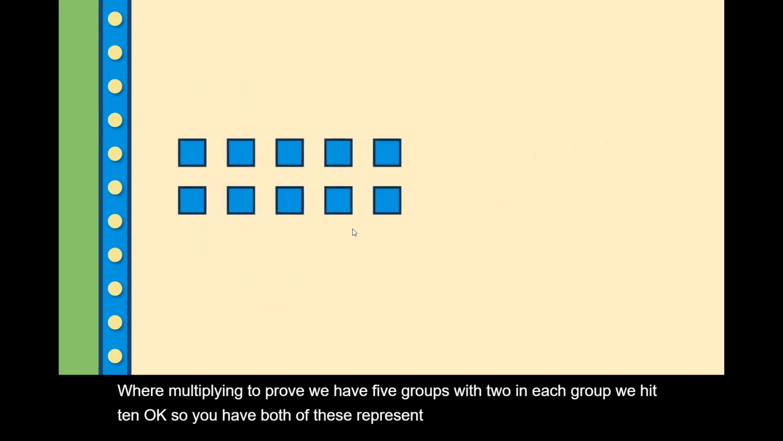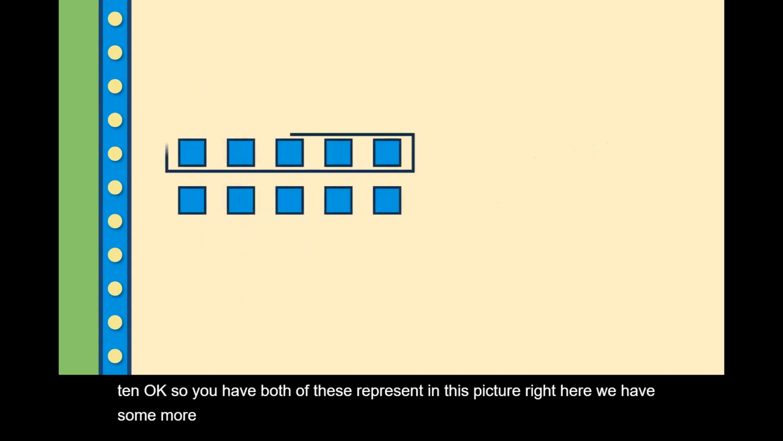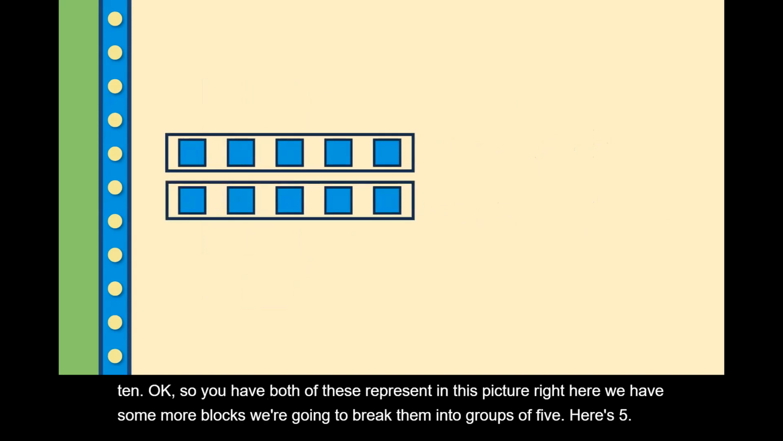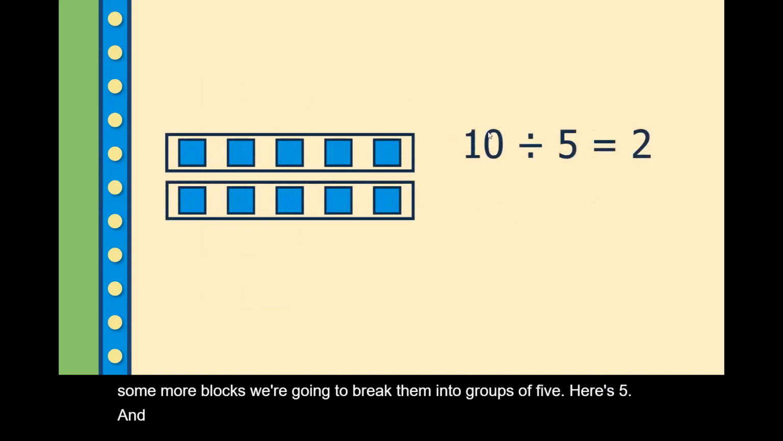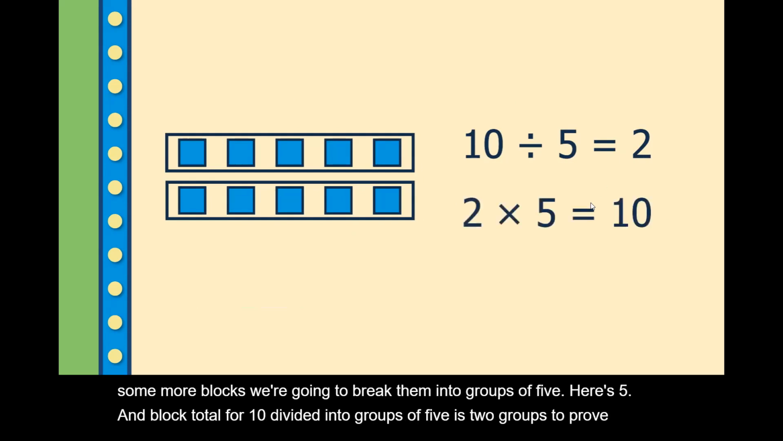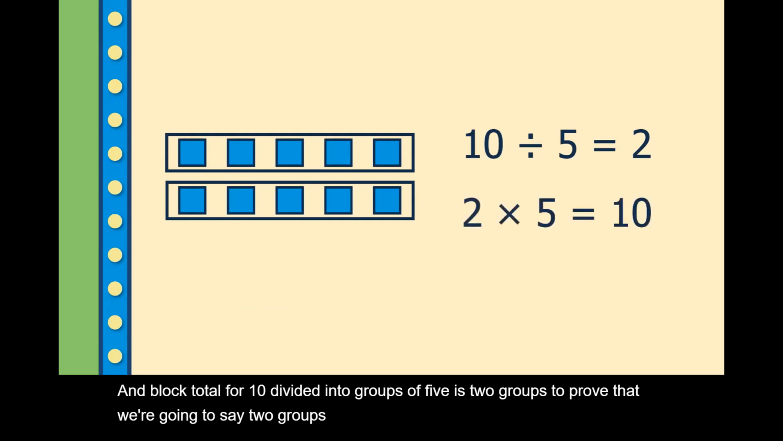All right, here we have some more blocks. We're gonna break them into groups of 5. There's 5, 10 blocks total. So 10 divided into groups of 5 is 2 groups. To prove that, we're going to say 2 groups of 5 is 10 blocks.